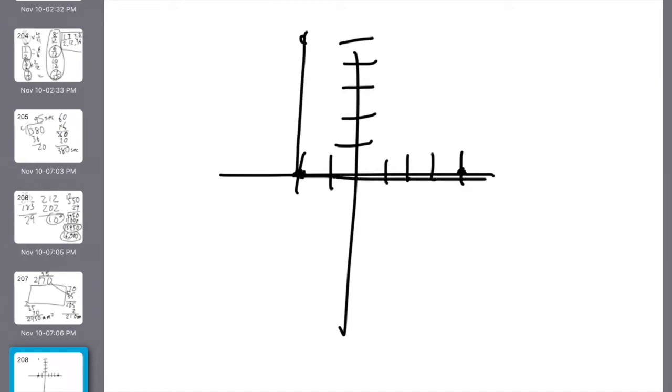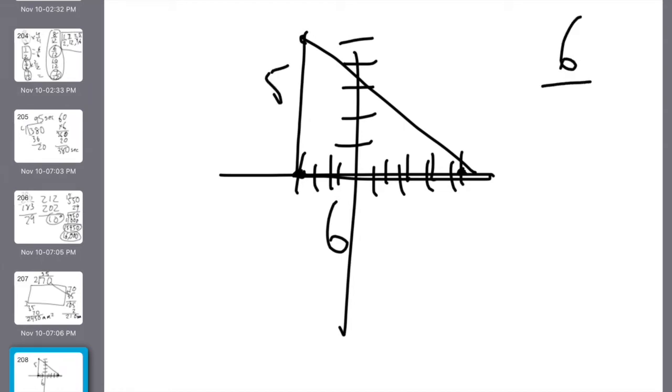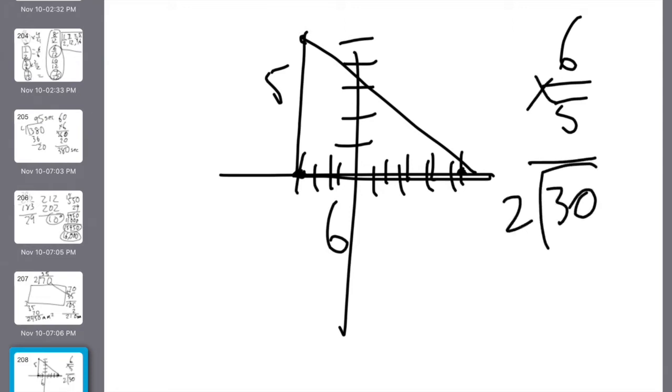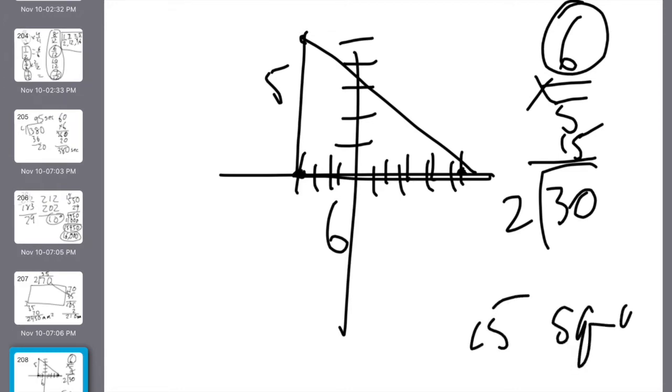So they gave me a right triangle, guys. I'm just going to count. 1, 2, 3, 4, 5, 6. So from negative 2 to positive 4 is 6. I'm going to count up from 0 up to 5. That's 5. 6 times 5 is 30. Divide by 2 is 15. Or you could have cut that in half first. Got 3 times 5, 15. I don't know what we're working with, so we call it square units.